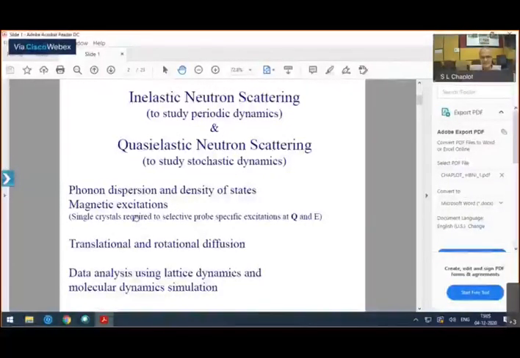Now, the data analysis of these complex dynamical phenomena has to be done through corresponding theoretical tools. So, for example, for phonons, we have the well-known and standard technique of lattice dynamics. And for stochastic dynamics, molecular dynamics simulation can be used. So these are really required whenever you have a complex dynamics. Anyway, this is just an outline of the kind of things we would like to cover. So let's move on.